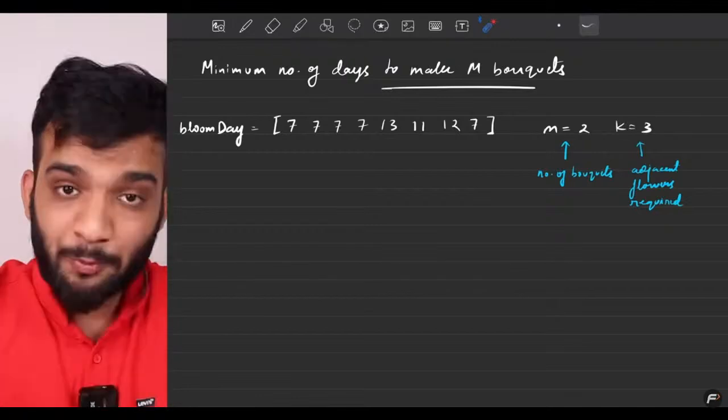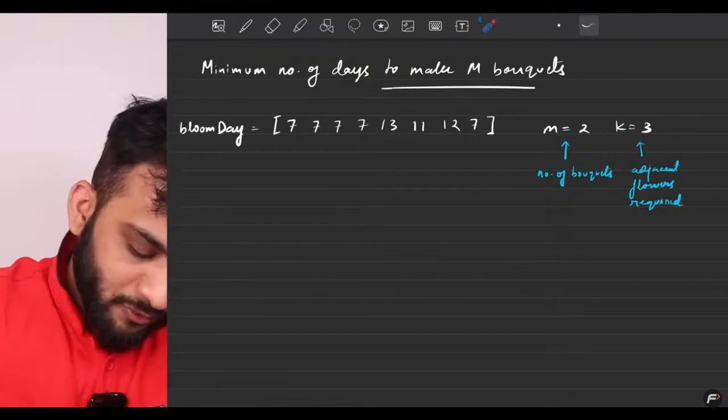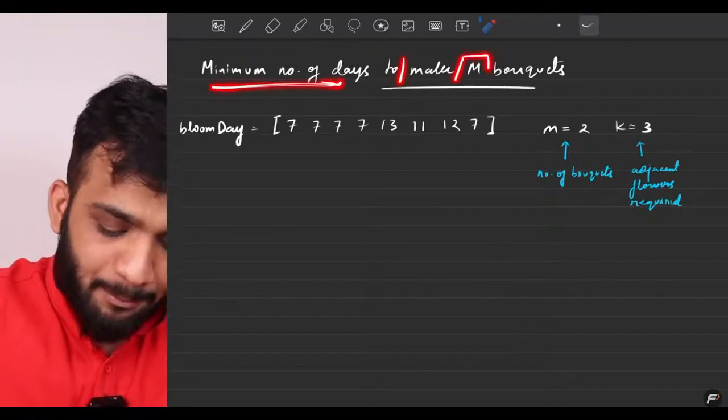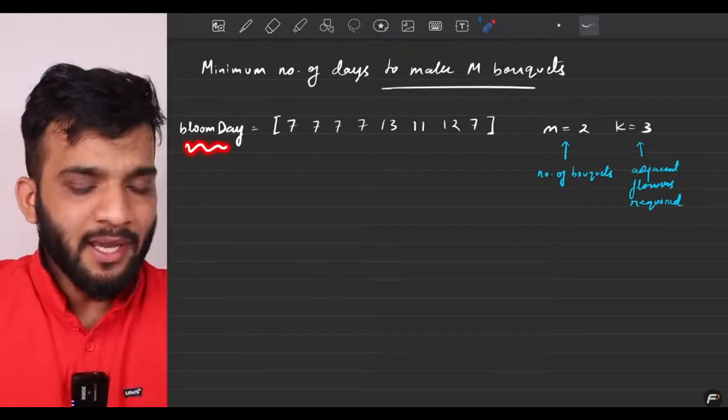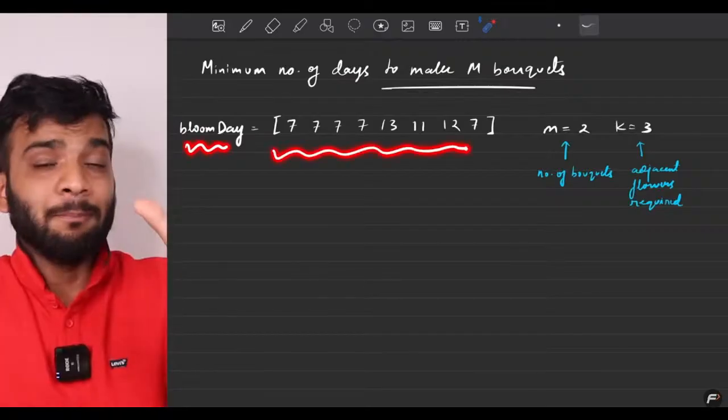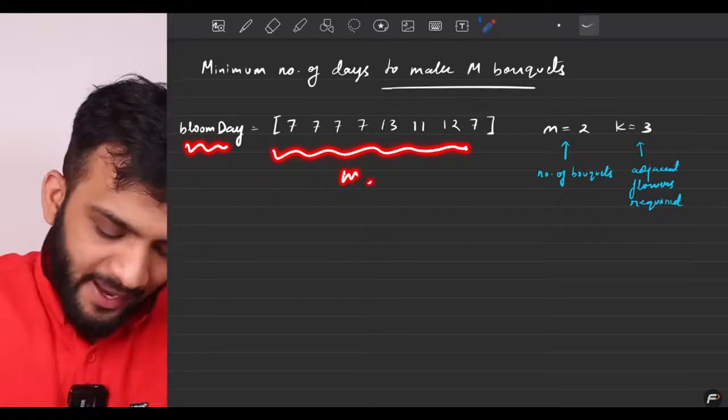So the problem that we are going to solve today will be finding out the minimum number of days to make m number of bouquets. Now what does the problem state? You'll be given an array bloom day, which will be consisting of the blooming days for n flowers.